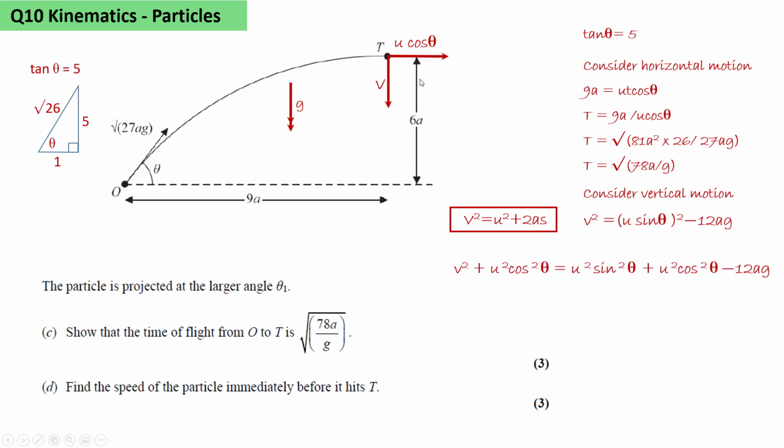Here, as we're trying to find the magnitude of the total velocity, this total magnitude squared is going to be v squared plus u squared cos squared theta. So adding cos squared theta to both sides, we get u squared sine squared theta plus u squared cos squared theta minus 12ag. These two here will sum to be u squared, as sine squared theta plus cos squared theta equals 1. So the right-hand side becomes u squared minus 12ag. We substitute 27ag for u squared, and 27ag minus the 12ag gives us 15ag. To work out the magnitude of the resultant velocity, we simply take the square root of this expression, so that the speed equals the square root of 15ag.